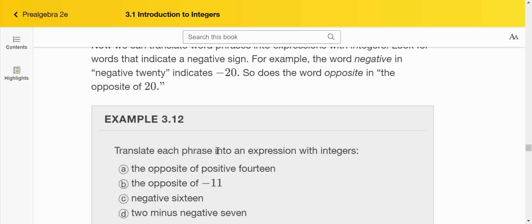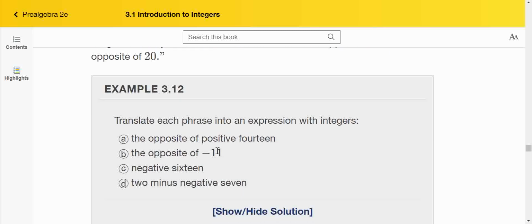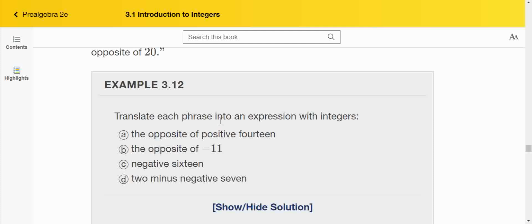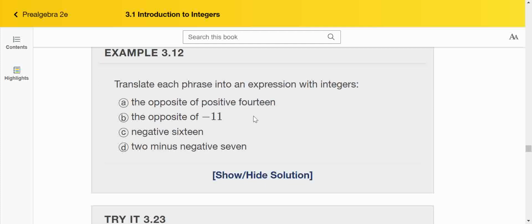Example 3.12. Translate each phrase into an expression with integers. A. The opposite of positive 14. B. The opposite of minus 11. C. Negative 16. D. 2 minus negative 7.